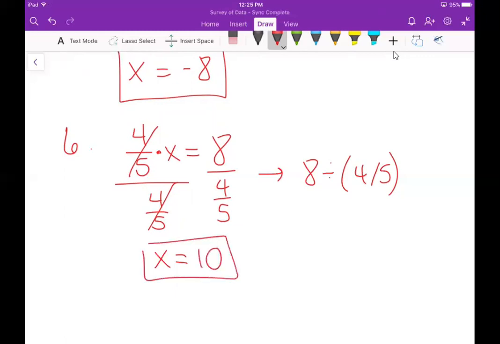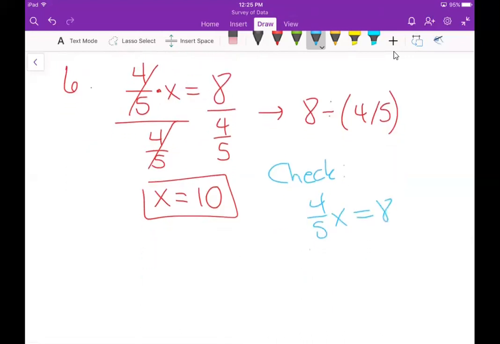And this is a really good one to do that checking step, right? Our original equation was 4/5 x equals 8. Double check in your calculator. Does 4/5 times the answer we got, 10, equal 8? And it will be 4/5 times 10 equals 8.